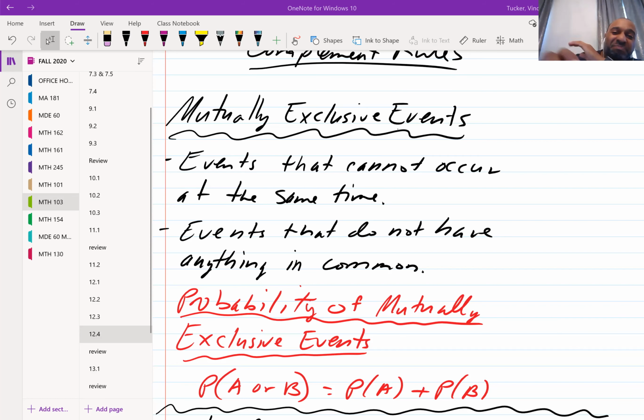So the probability of mutually exclusive events is going to be taking the probability of A and adding it to the probability of B. So you find the probability of one, find the probability of the other one, and add them together. When we have events that do not have anything in common as far as their outcomes are concerned, all you do is add the probabilities together.